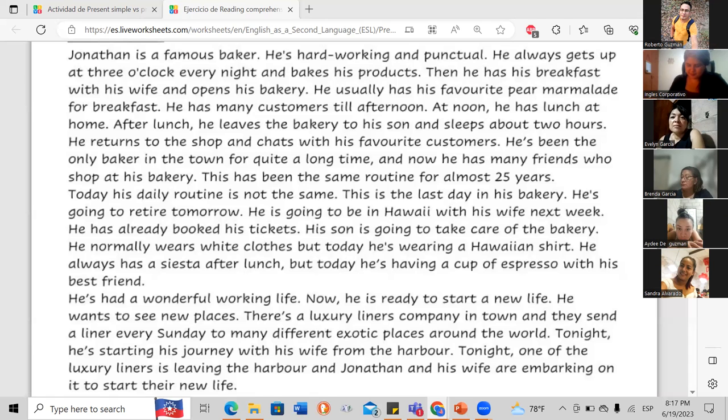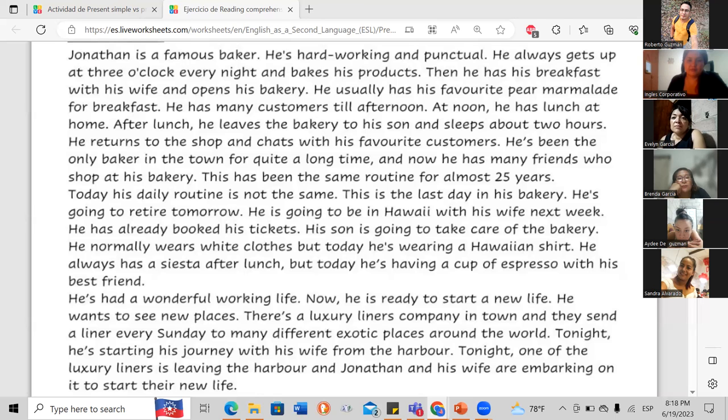Jonathan is a famous baker. He is hardworking and punctual. He always gets up at 3 o'clock every night and bakes his products. Then he has his breakfast with his wife and opens his bakery. He always has his favorite pear marmalade for breakfast. He has many customers till afternoon.